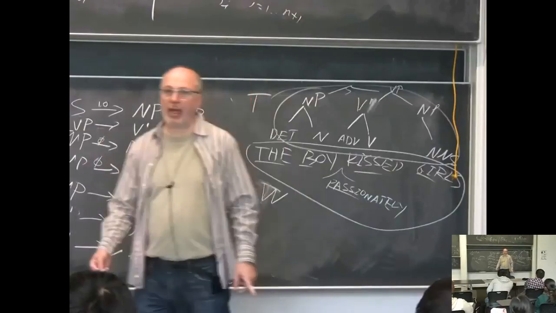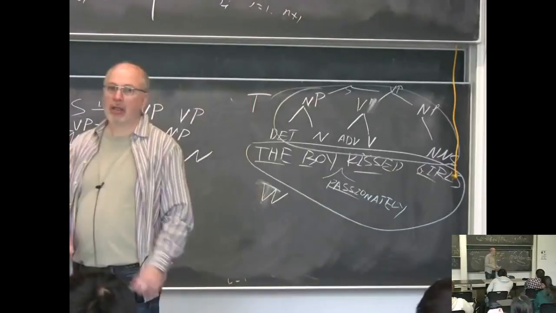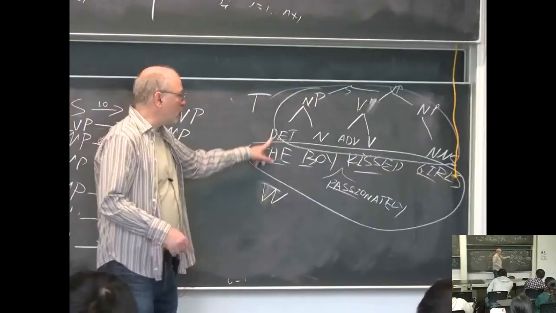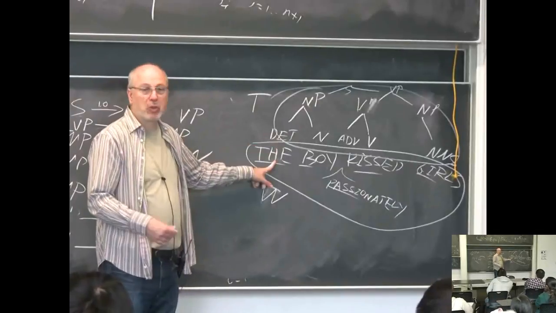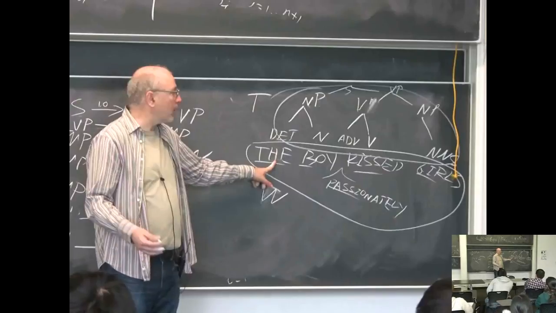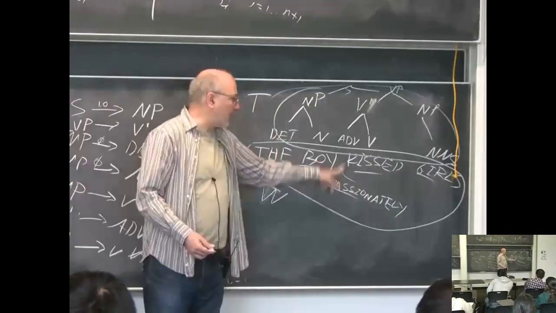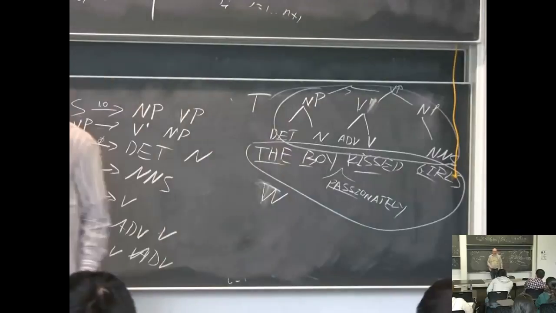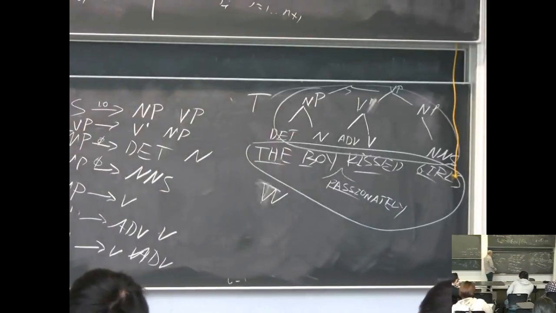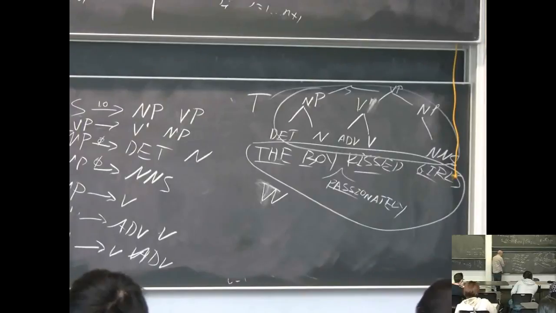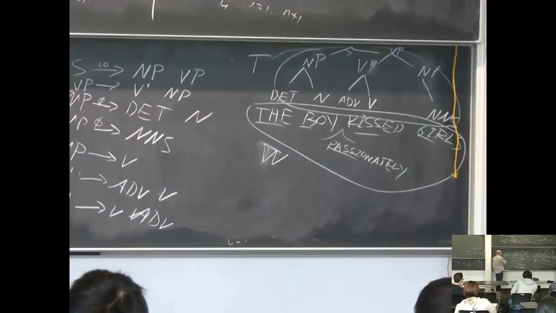And then you have to add to that the probability for each one of these pre-terminals generating the actual terminals. The determiner generating "the," as opposed to "a" or "an" or some other word. Noun generating "boy," adverb generating "passionately," and so forth. So this probability can be written as, let me write it somewhere a little.